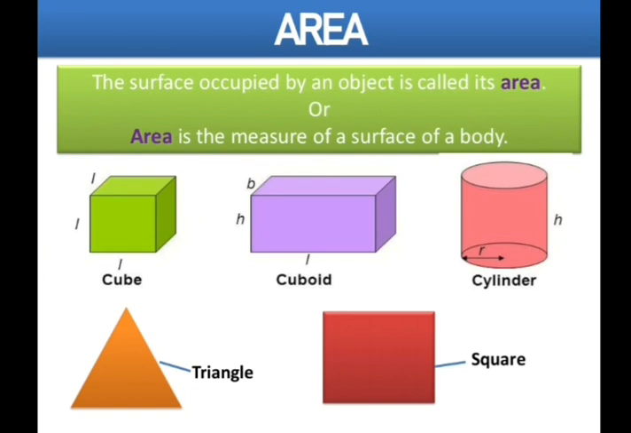When we talk about any three-dimensional object and we want to calculate the space occupied by that object as a whole, we give the name to such quantity as volume. But when we talk about any two-dimensional object and we want to calculate the space occupied by that object, when we keep them down, then we give such physical quantity the name area.